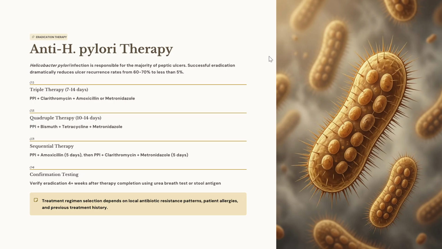Sequential therapy constitutes PPI and amoxicillin, then PPI plus clarithromycin plus metronidazole for the next 5 days. That means in sequential therapy, PPI plus amoxicillin are given for 5 days, then PPI plus clarithromycin plus metronidazole for 5 days. And finally, confirmation testing: verify the eradication 4+ weeks after therapy completion using the urea breath test or stool antigen method.